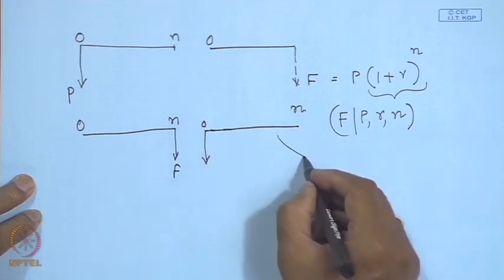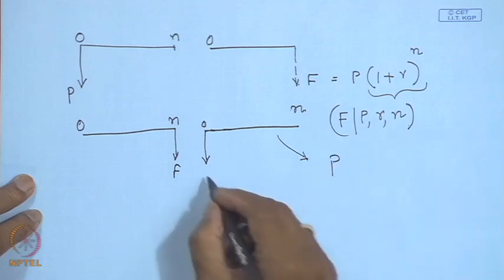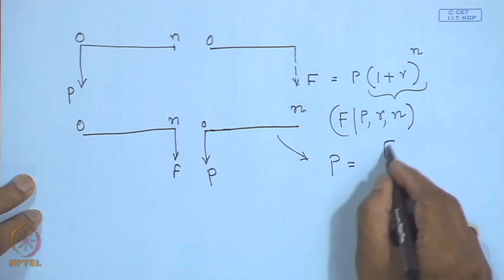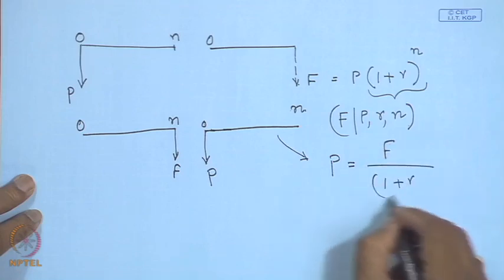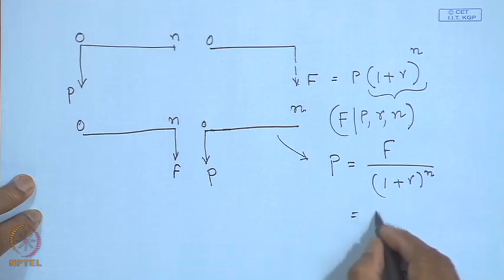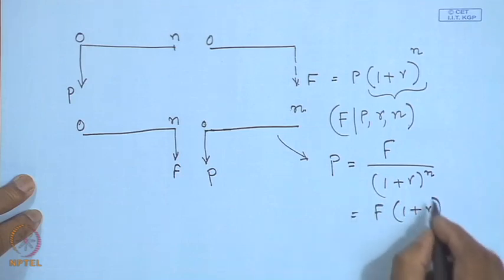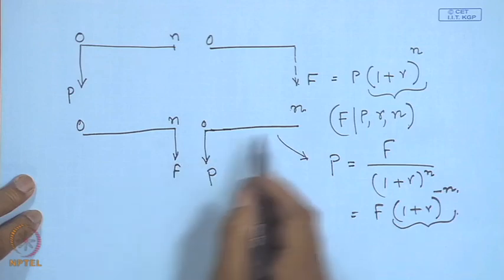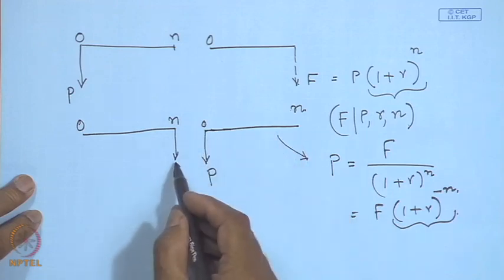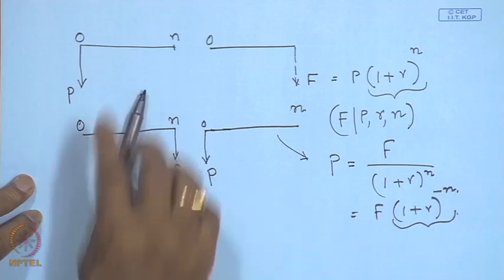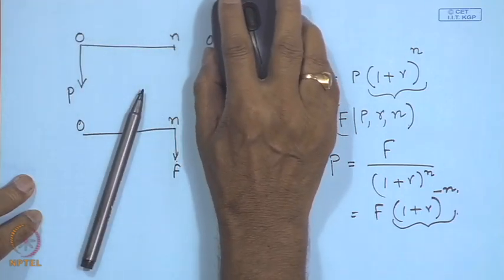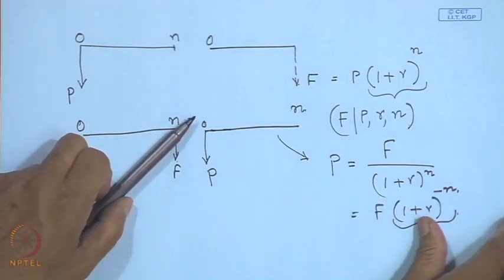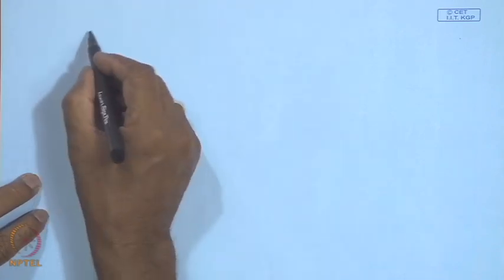Then it is just the reverse, P equals F divided by 1 plus r to the power n, or it is equal to F into 1 plus r to the power minus n. This factor is once again a case of single payment, but we are trying to find out the present worth of F. So, it is called single payment present worth factor. The third case is equal payment series compound amount factor.